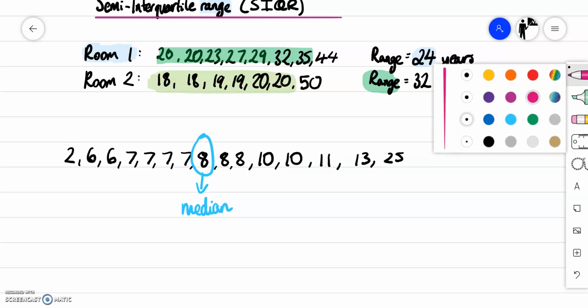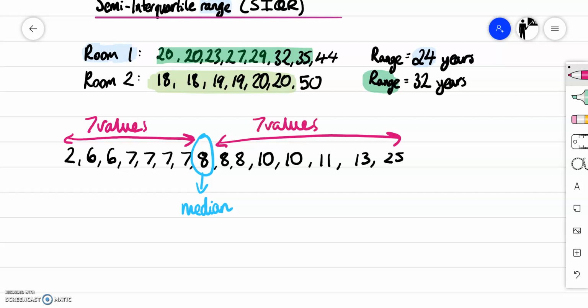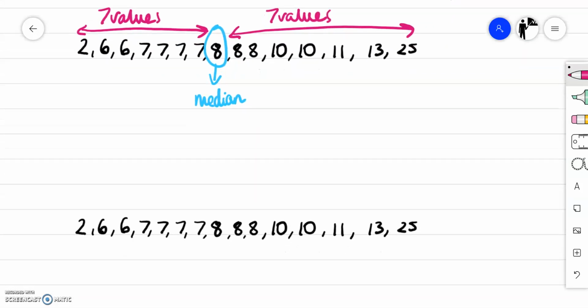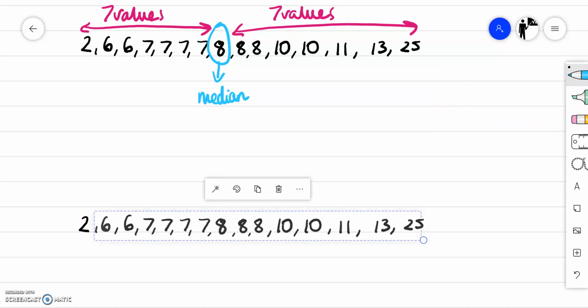The median splits our data set into 2 equal parts. To the left of the median there are 1, 2, 3, 4, 5, 6, 7 values, and to the right of the median there are 1, 2, 3, 4, 5, 6, 7 values. So this has split the data into 2 equal halves. Now we're going to introduce the idea of quartiles, splitting the data into 4 quarters, 4 equal parts. I've got the exact same list of data. Can you copy this down again, and just as before, we're going to circle the median.